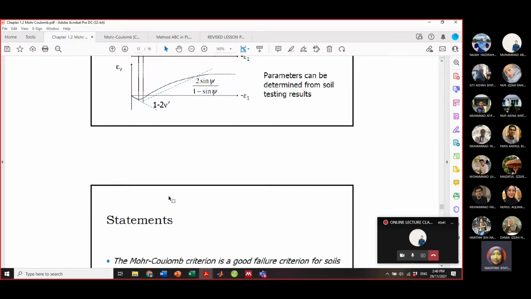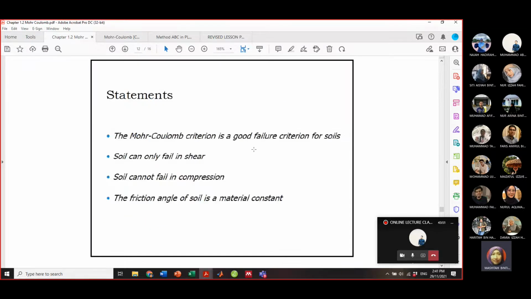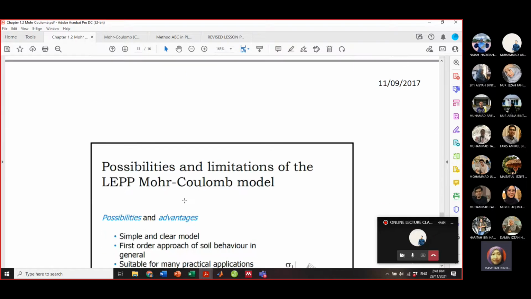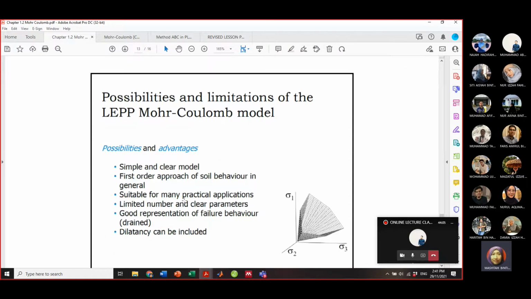What are the things that you need to remember about the Mohr-Coulomb? It is a good failure criterion for soil, which can only fail in shear. The soil cannot fail in compression. So the friction angle of soil is a material constant. So benda yang memang akan ada lah dalam model bila you design behavior of soil.